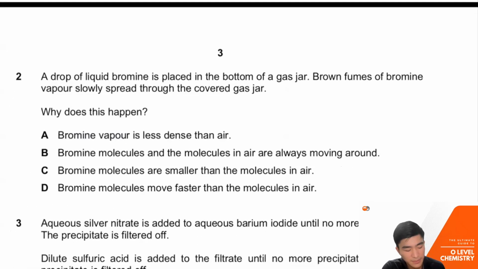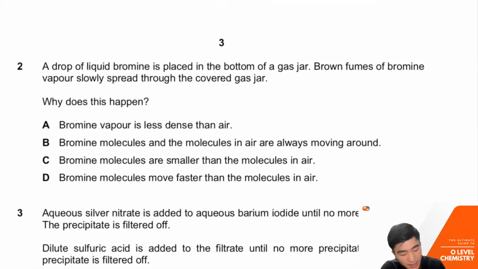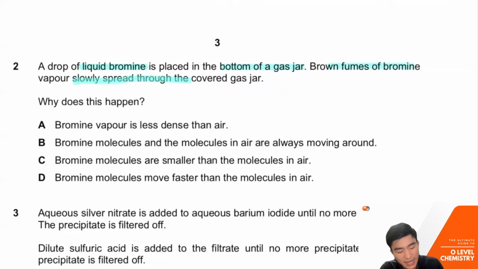Let's go on to the next one. This one is about the process of diffusion. We are told that liquid bromine is placed at the bottom of a glass jar. Brown fumes slowly spread through the covered glass jar. So the keyword over here is that it slowly spreads through. And what is this brown fume? This one actually is bromine.